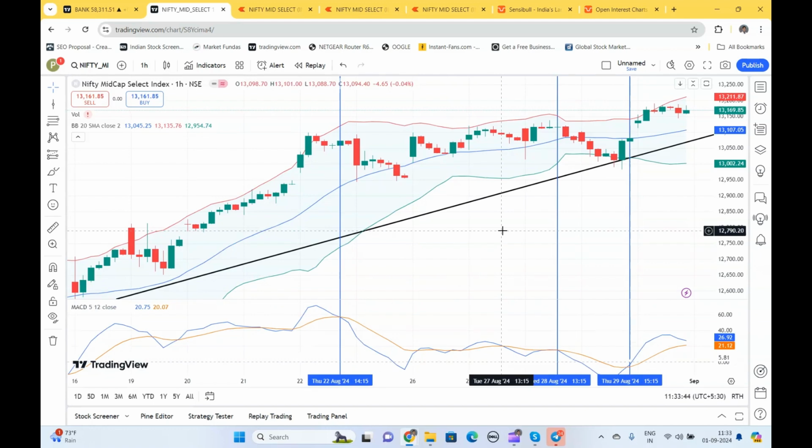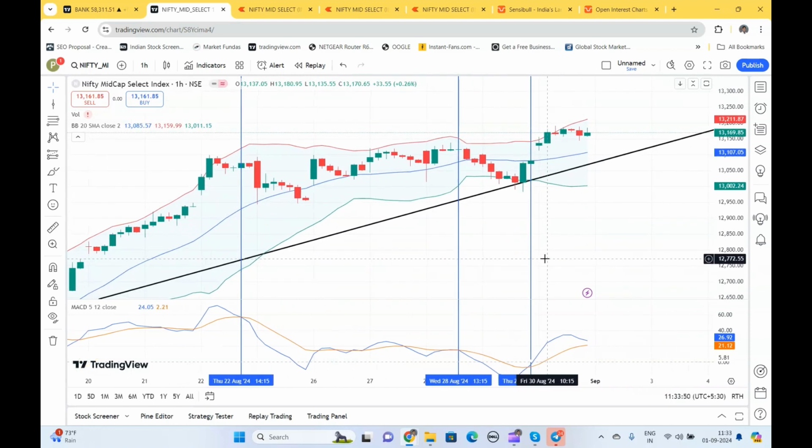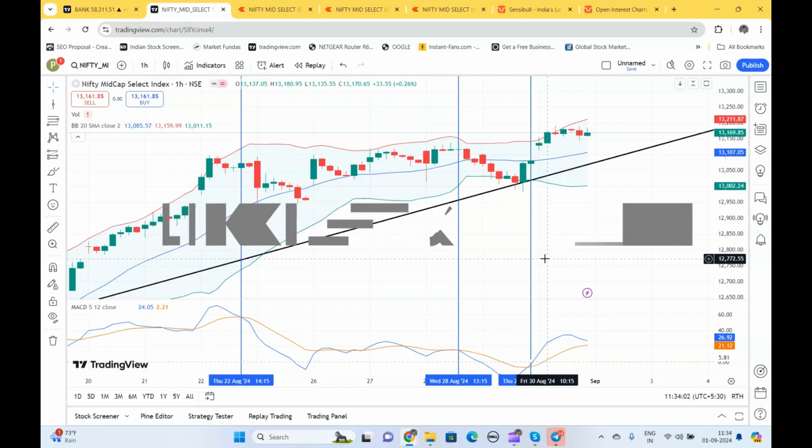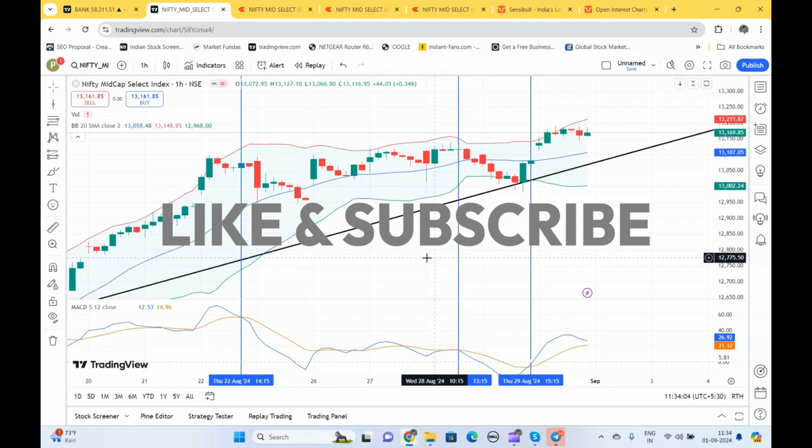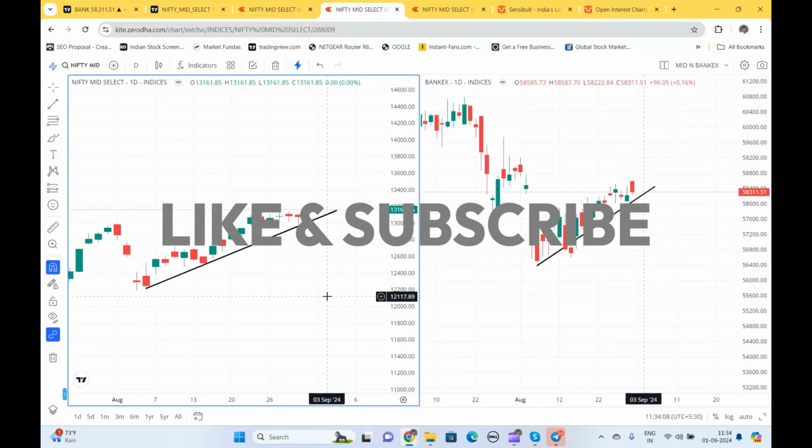This is how you can play intraday using MACD and Bollinger Band. 70 to 80% success. The only thing is, you have to hold on to your nerves. If the chart and the Bollinger Band and the MACD say that you have to go short, go short. Even though you look at a candle which is going green, don't worry about it. Put a stop loss and stay there.